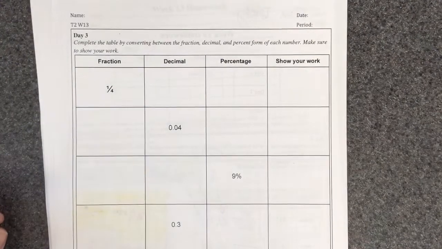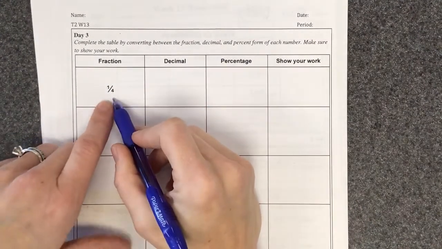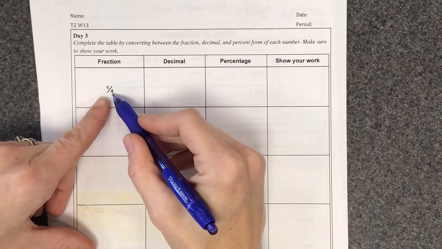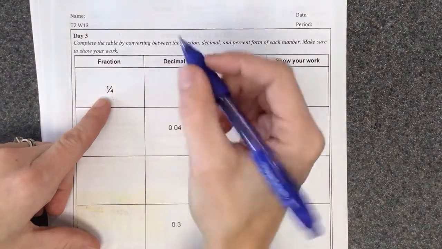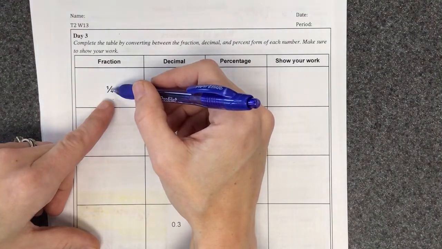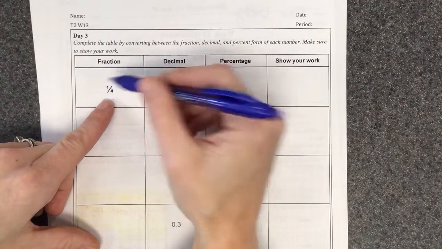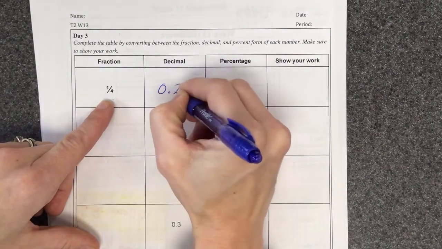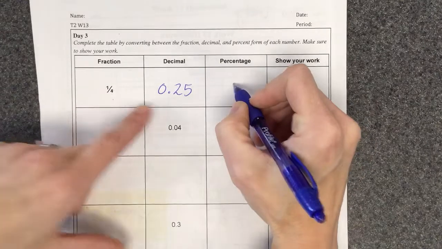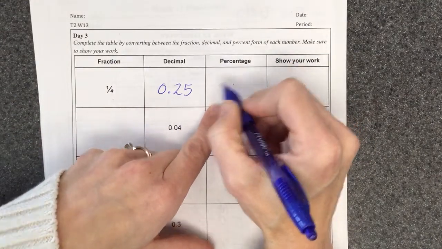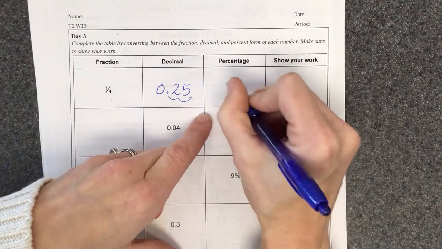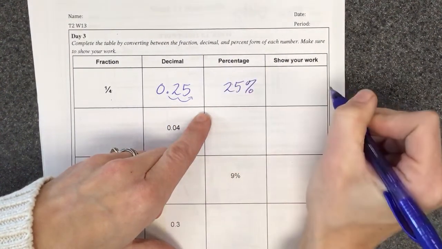All right, now look at this. 1/4. Does this have 100 in the denominator? No. So it takes 4 quarters to make $1, right? If I only have 1/4, how many cents is that? 25. Good. 0.25. What percent would that be? 25. Literally move the decimal over 2 spots. 25%. Good job.